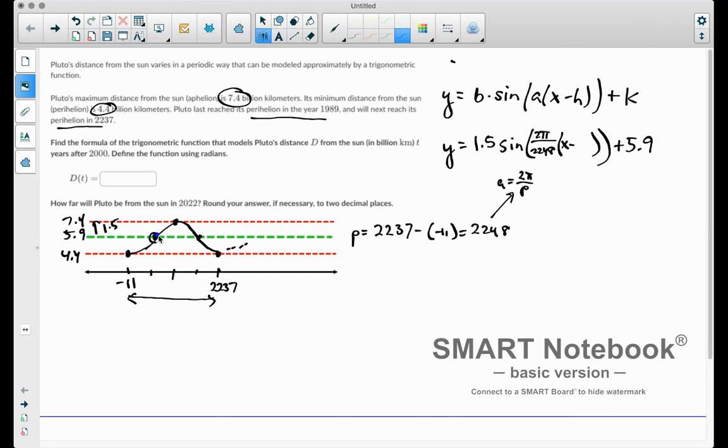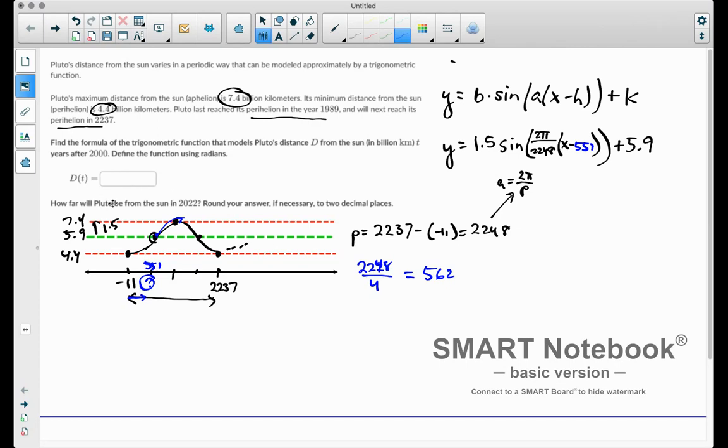This would be where a sine graph starts. A sine graph starts at the middle and goes up. So what is this guy right here? That's just 1/4 of a period. So 2248 divided by 4 is 562. So negative 11 plus 562, that's 562 minus 11, which is 551 here. That should be our guy, and it goes right in here. So there's your equation. It's a mess.